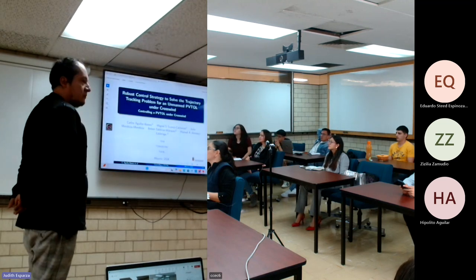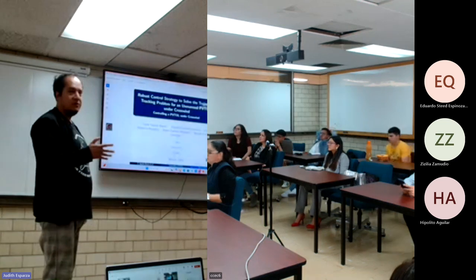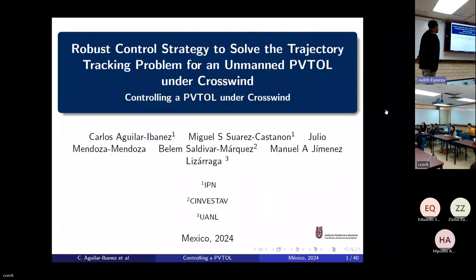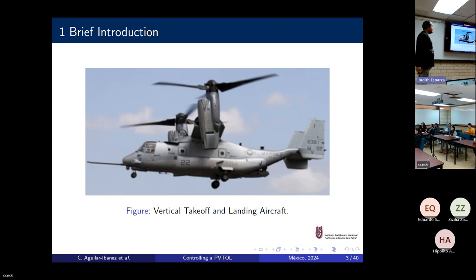Okay, let's start. I'm going to talk about the robust trajectory for a PVTOL. In the table of contents, I've written the solution, the problem statement, the control strategy, the numerical simulation, and the conclusion. First, for the brief introduction, I showed you the figure of the PVTOL, the Option B 220. The idea of a PVTOL is to take off vertically.